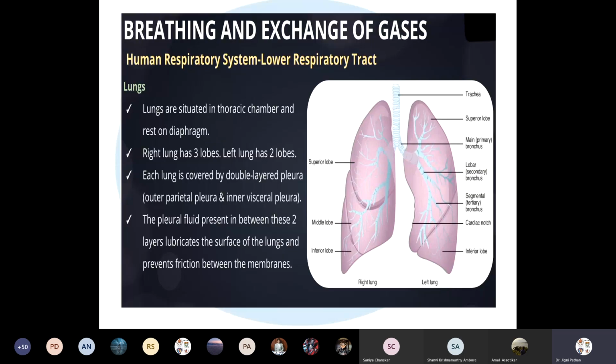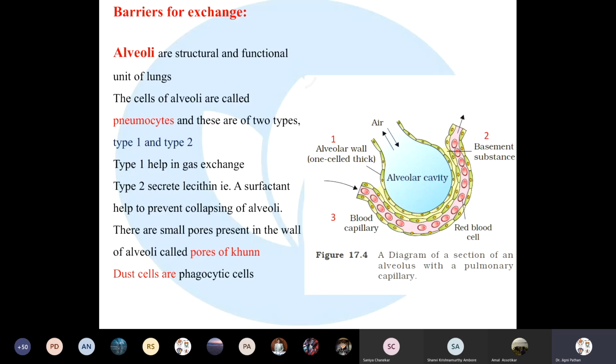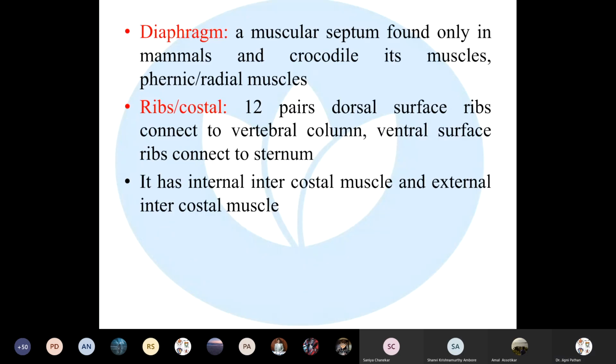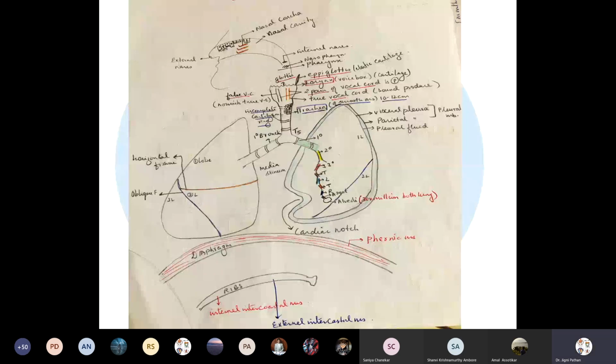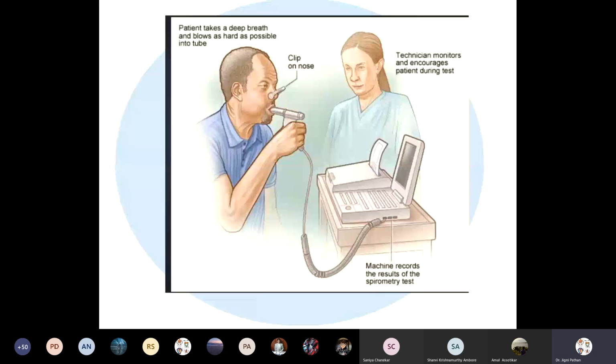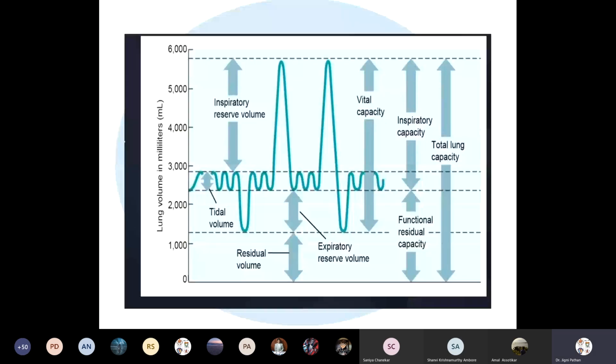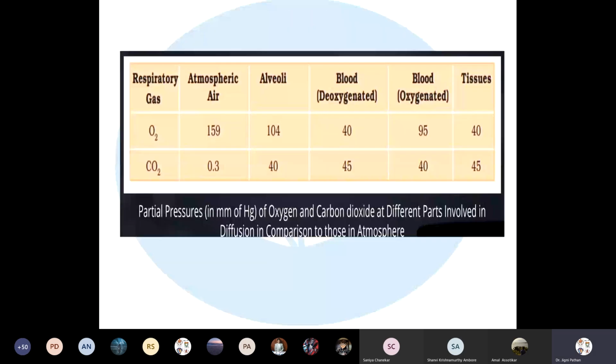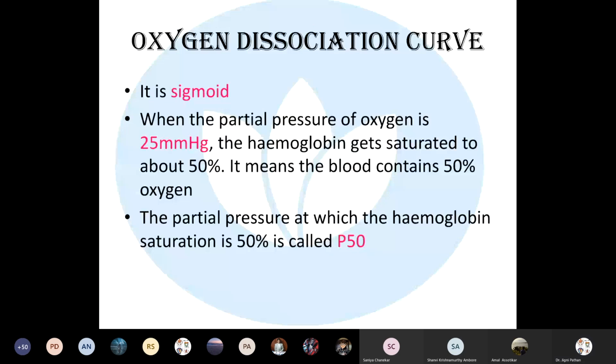Now next we need to discuss the barriers of air exchange. I was looking for one slide. Is it there? Yeah, here. Barriers of air exchange.